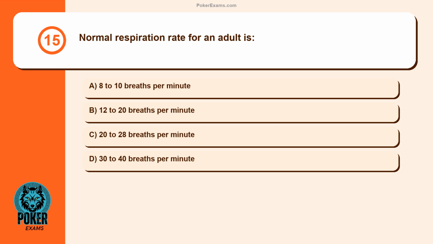Question 15. Normal respiration rate for an adult is 8 to 10 breaths per minute, 12 to 20 breaths per minute, 20 to 28 breaths per minute, 30 to 40 breaths per minute.